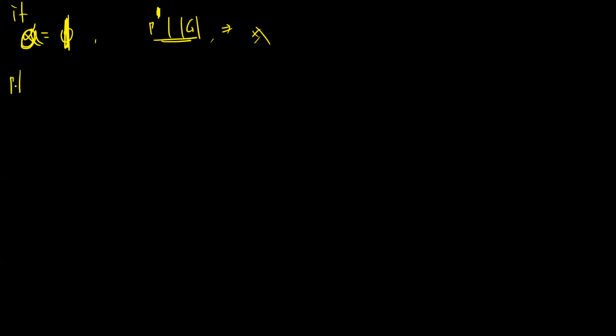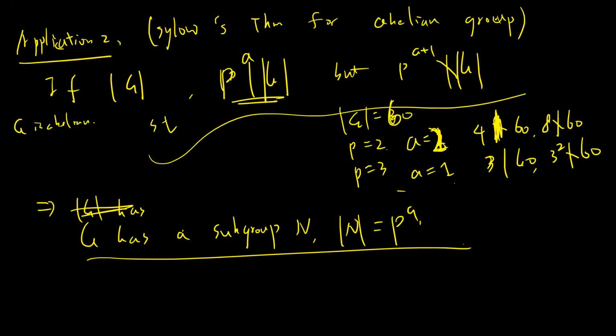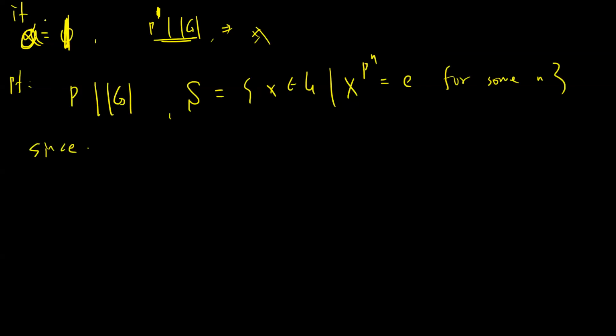By the way, let's start the proof. In the beginning, P divides the order of G, because A must be greater than or equal to 1. So you can define S to be the set of X belonging to G such that X to the P to the N is identity for some N. You pick up all the elements whose order is a prime power, a power of P. Let me change the notation a little bit. Let me change this to alpha, because I want to use A as an element.